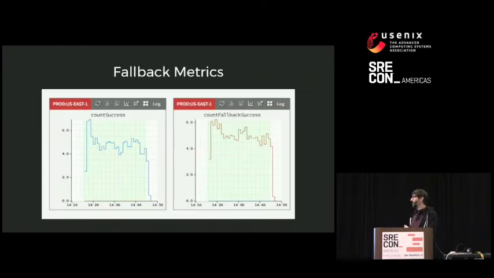We have our fallback metrics. On the left, you have the counts of successfully serving the request from personalization. For the control group, that's a number. For the experimental group, it's a flat line at the bottom. And on the right, you have the counts of fallback success. So for the control group, that's a flat line on the bottom. It didn't call any of the fallbacks. And for the experimental group, that's a number that varies over time because it was using its fallback.